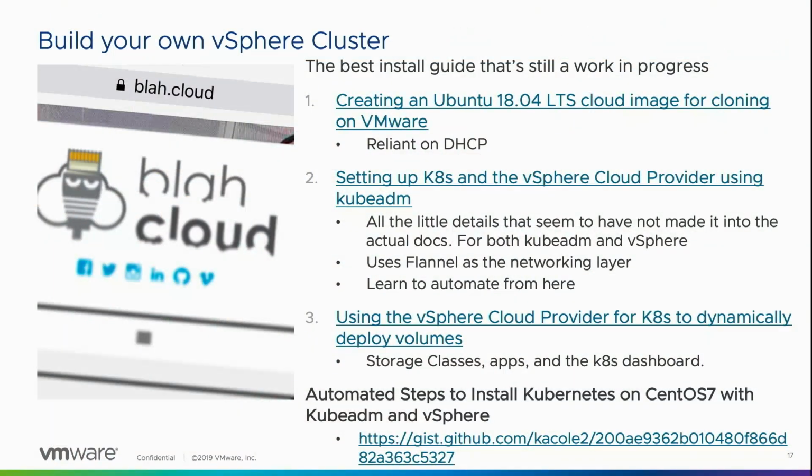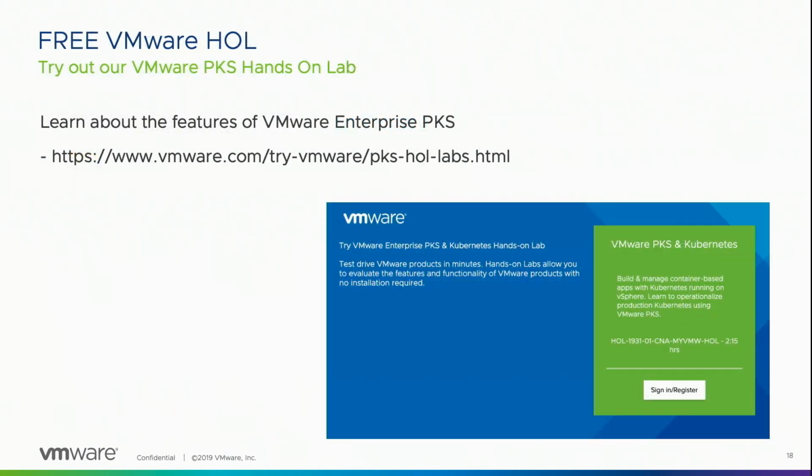The other thing is, I'd mentioned go and check out Miles's blog over at blah.cloud. The gist of all my scripts are located beneath there. I should probably put a bit.ly link up for that because I doubt anybody's gonna have time to write that down. But the steps that I utilize to install Kubernetes on CentOS, utilizing Kubeadm with vSphere is on my GitHub gist there too. If you are interested in learning about what Enterprise PKS can do, there is the hands-on lab that's available for you there too.